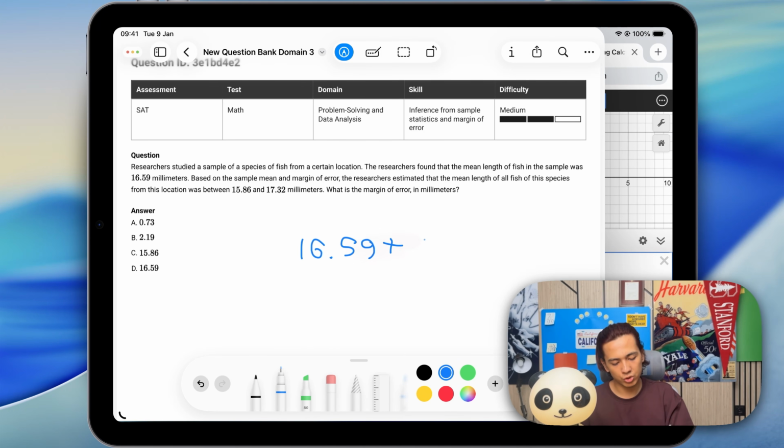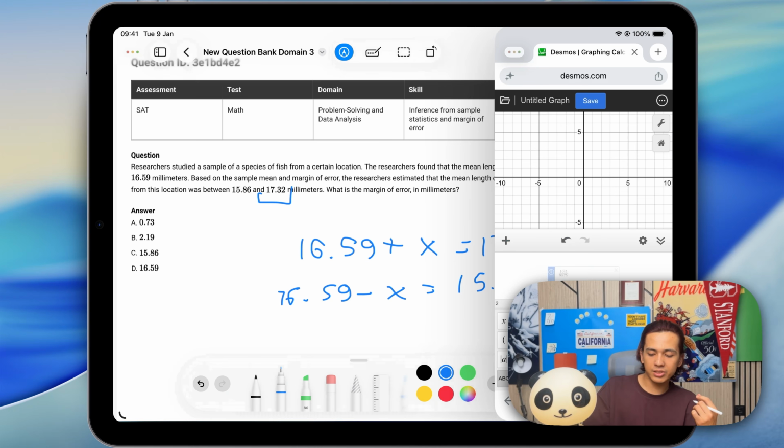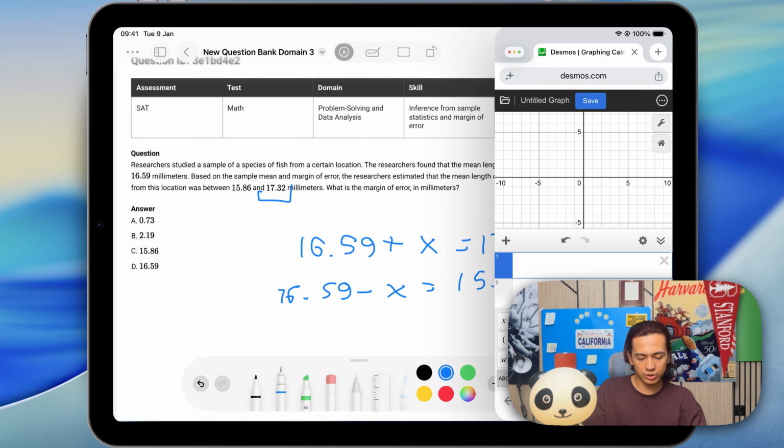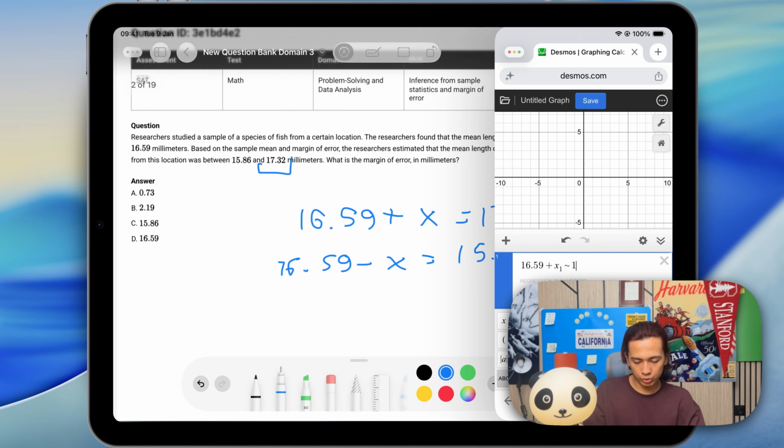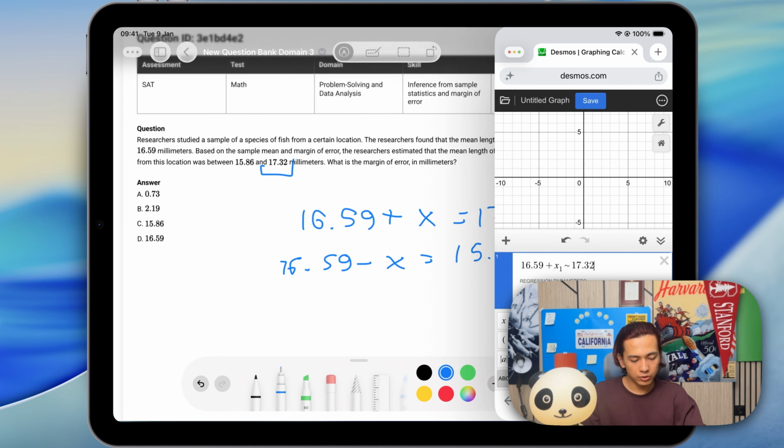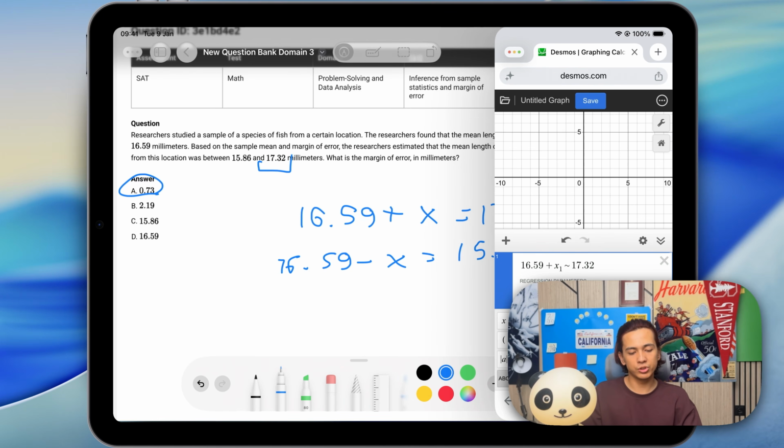So when you add this margin of error, let's call it x for now, it should give the larger boundary, which is 17.32. At the same time, when you subtract this margin of error, it should come down to 15.86. It's the same value, so just take one of those equations and solve for it. So it's 16.59 plus x equals 17.32. I'm looking for x, right? So I see that the margin of error is 0.73.